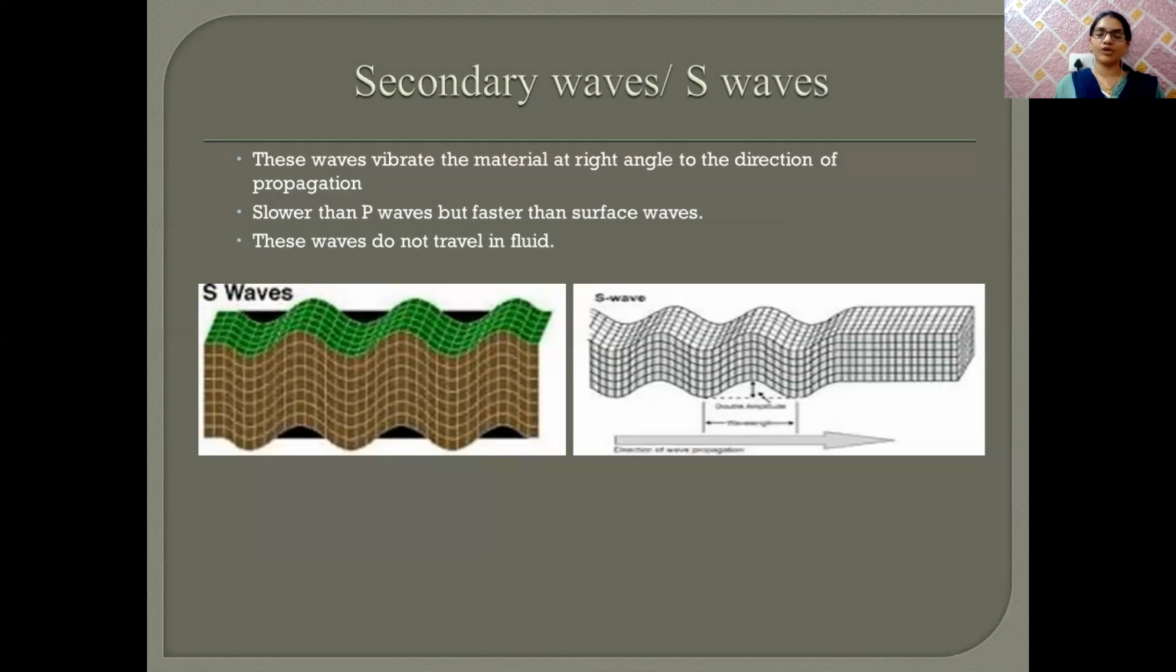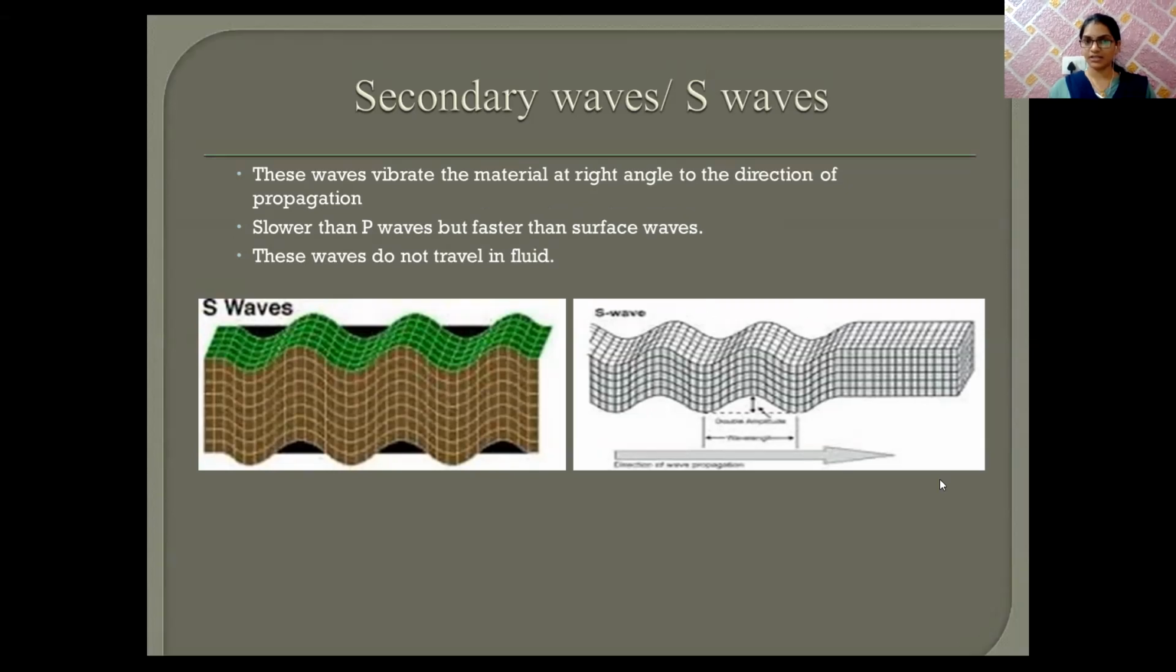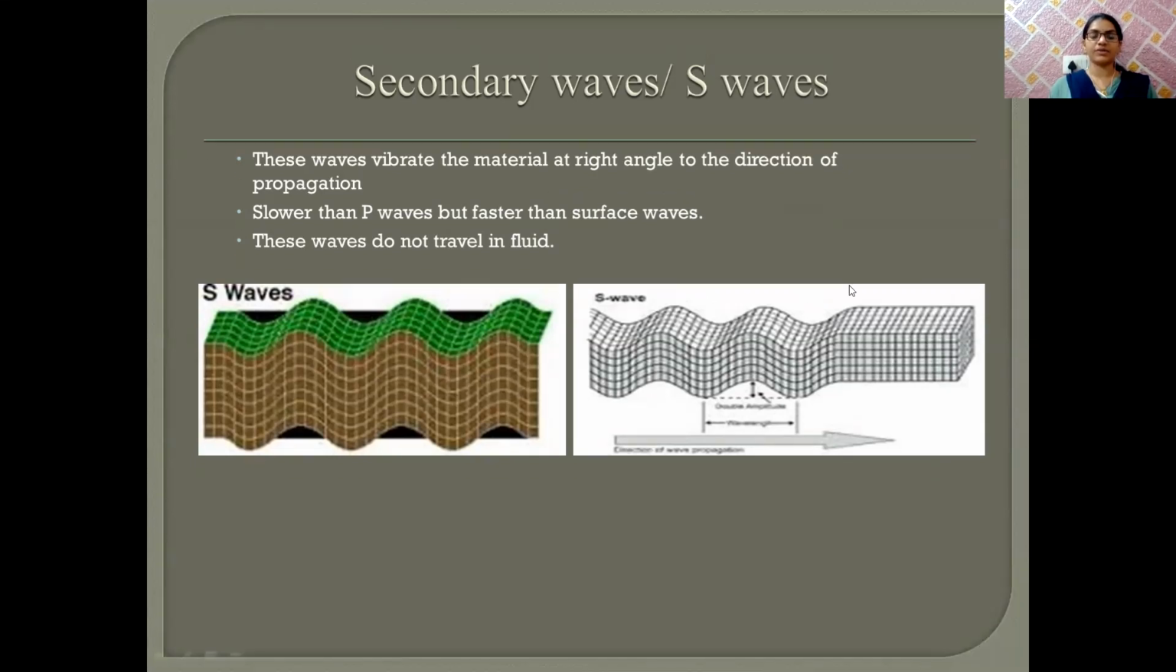Next, S wave. What do you mean by S wave? S wave is the secondary wave. Those waves vibrate at right angles to the direction of propagation. This is a rope-like structure, and S waves are slower than P waves but faster than surface waves. And it does not travel through fluid.